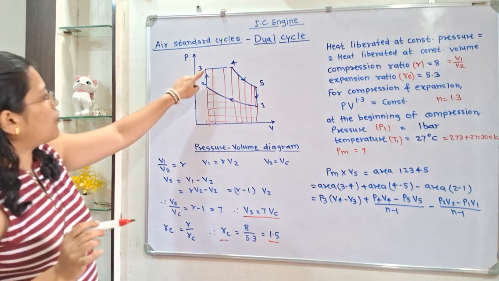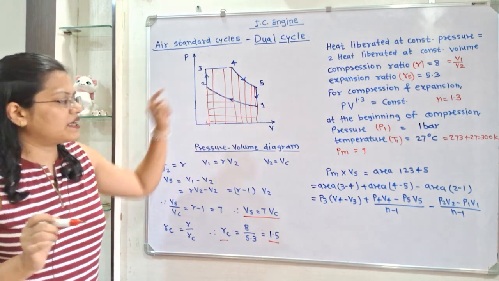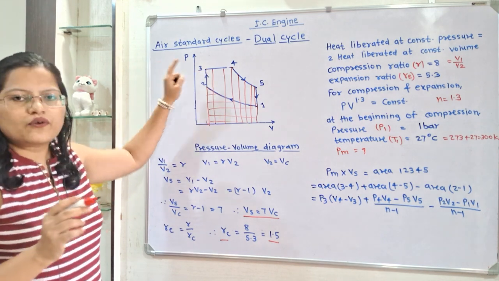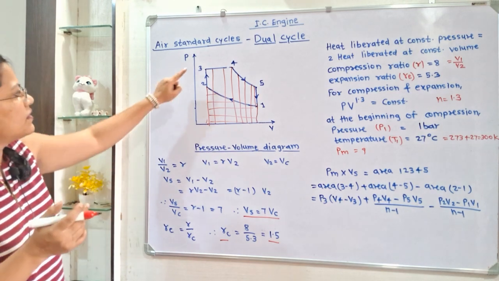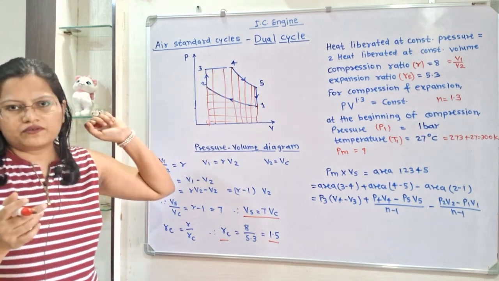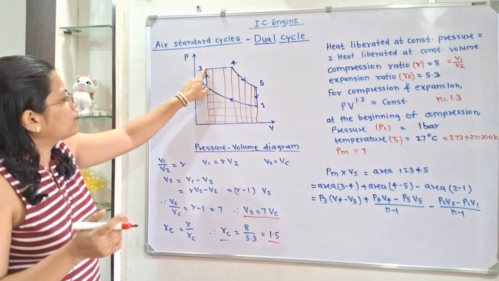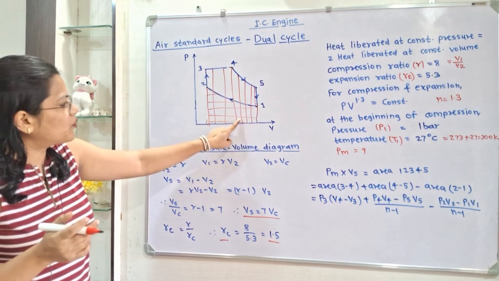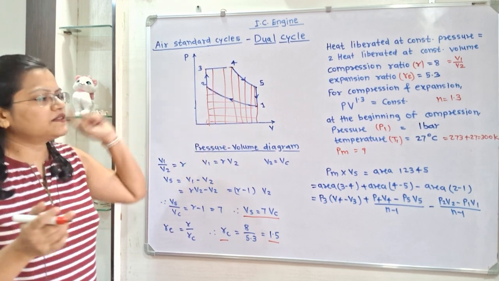So how to find out area under 3, 4? It is the horizontal line. So we have to take P3, the maximum pressure, but if we observe here P3 is equal to P4. So we have to take P3 inside the bracket V4 minus V3, because the volume at point 4 is larger than V3. So P3 (V4 minus V3).